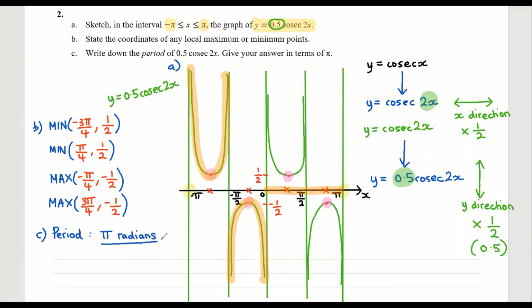Okay, so we've halved the period because of the contraction by the scale factor 2 in the cosec 2x part. Okay, so I think that concludes worked example 2.